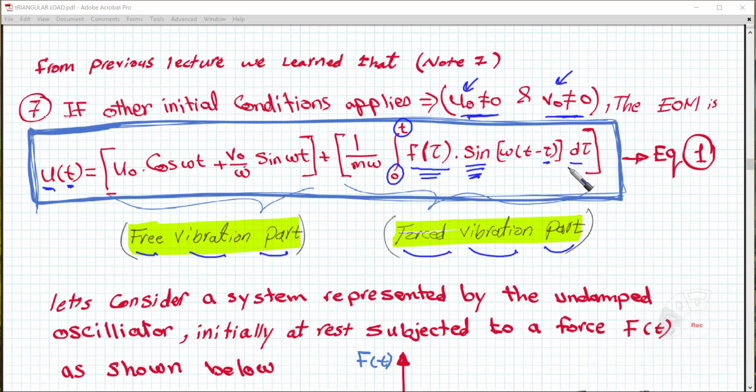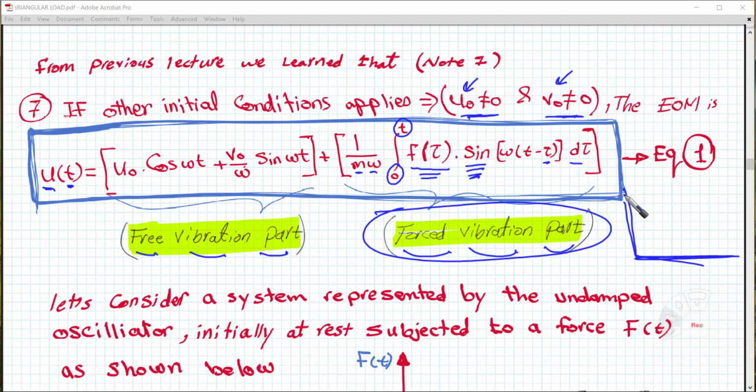Okay, d tau, this is the parameter, still time also, and multiplied by a constant, which is 1 over the mass and omega, the circular frequency. So this is related to the forced vibration part. This is the part that applies if we are talking about any type of loading that is known, for example here, this triangular loading. This part, what we call the forced vibration part.